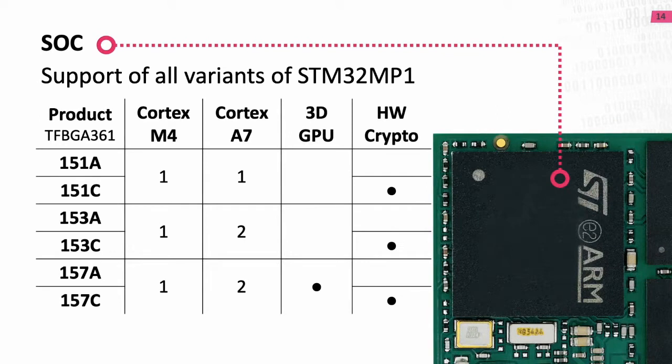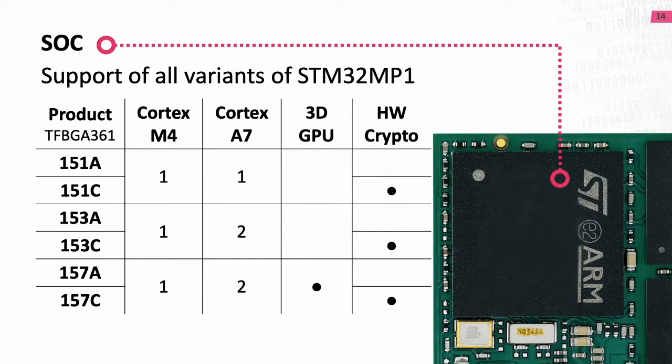The main component of the DHCore module is its SoC, which is available in basically three main variants. On the left hand side you can see the series 151, the series 153 and the series 157, but I'll just call it series 1, 3 and 7 for now. The series 1 is the low-end version, which has a single-core Cortex-M4 core and a single-core Cortex-A7 core. If you need more computing power, you can also choose the 3 series, which has a dual-core Cortex-A7 instead.